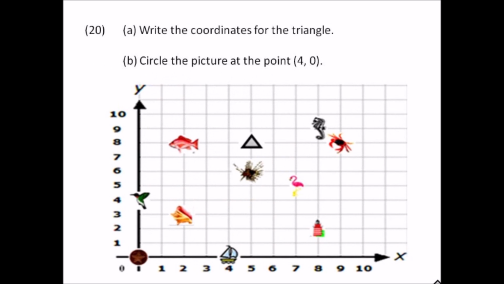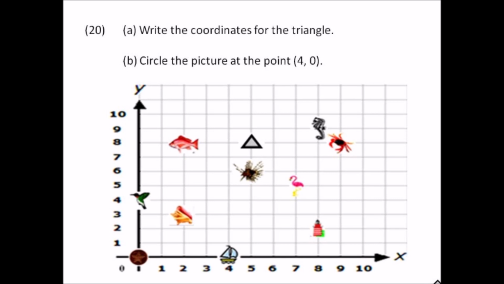Number 20, the last one. A, write the coordinates for the triangle, and B, circle the picture at the point 40. So do A first, find the triangle, and remember where you look first, and then the first number you put, and then the last number. Remember, you put your answers in brackets, like I have that 40, 4, 0. Your answer will be similar to that. So put a number, comma, and then put the next number and close your brackets. Remember where you look for the first number and where you look for the last number.